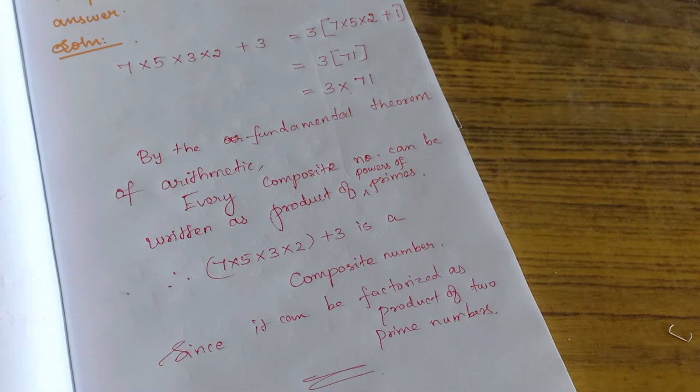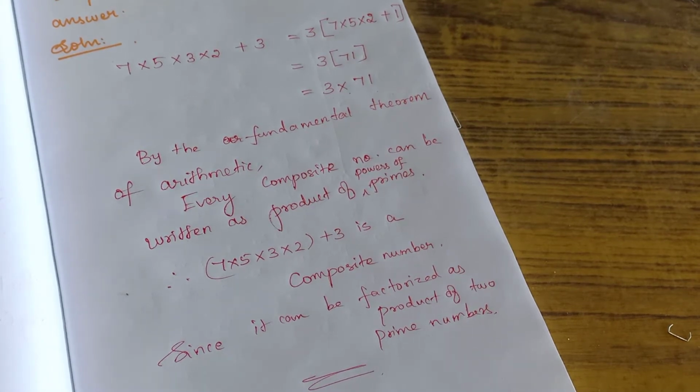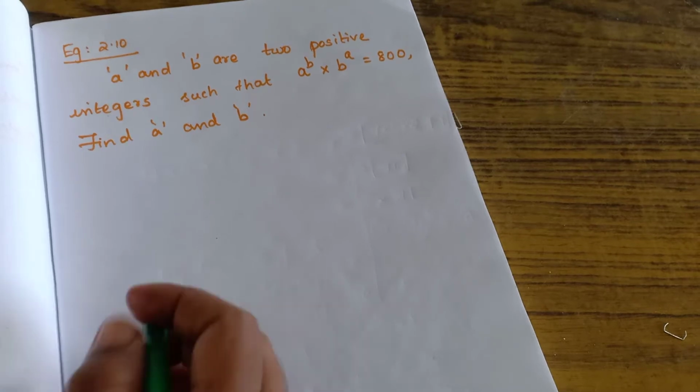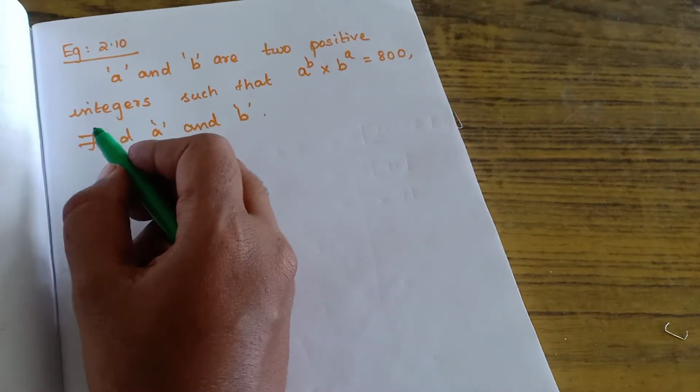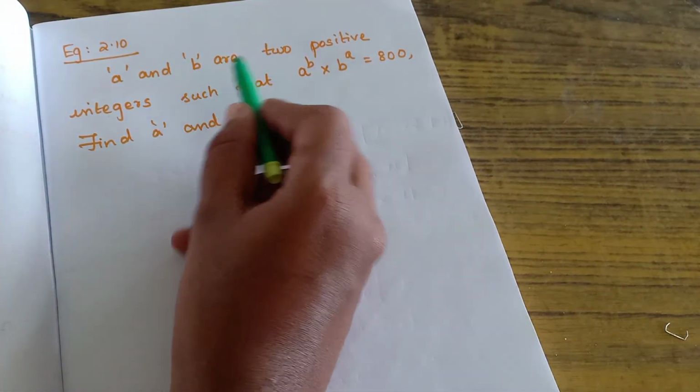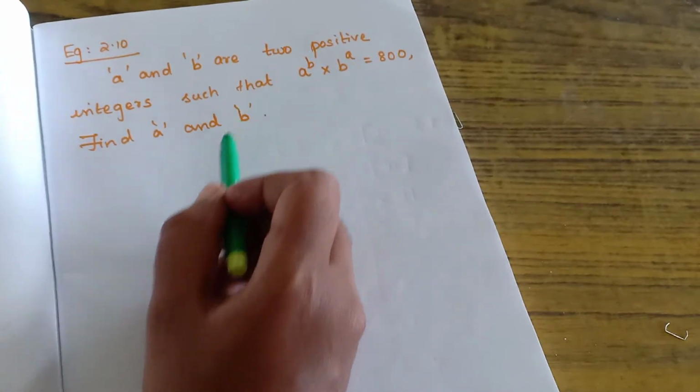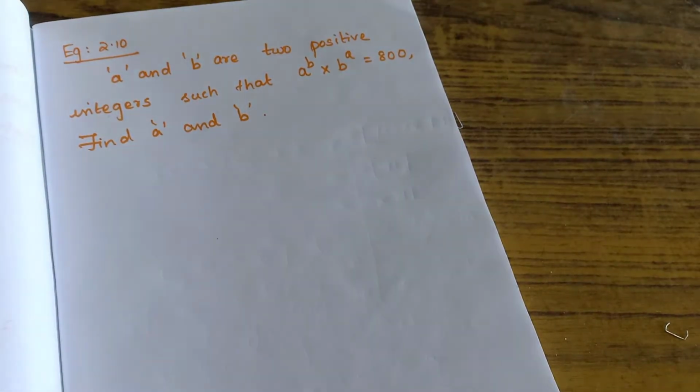Very, very simple question. Okay, students. Shall we move to the next question? Next question, very, very important 2 mark. Okay, dear students, listen. Example 2.10, very, very important question. A and B are 2 positive integers such that A power B into B power A is equal to 800. We need to find A and B.